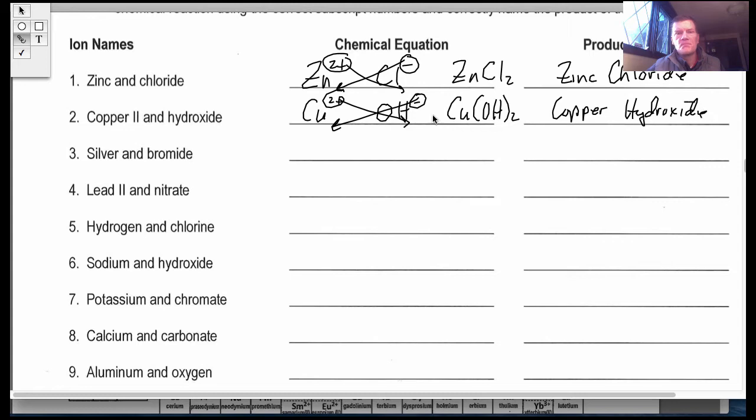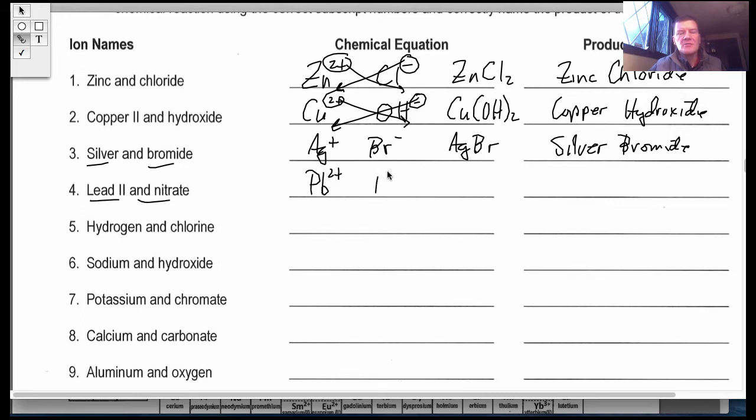Okay. Silver and bromide. Silver is a +1. Bromide is a -1. Perfect, one of each. Silver bromide. Okay. Lead 2 and nitrate. Lead 2, it's telling you it's going to be a +2, and the nitrate, NO3, is a -1. You're going to need 2 nitrates, 1 lead. And this is lead nitrate.